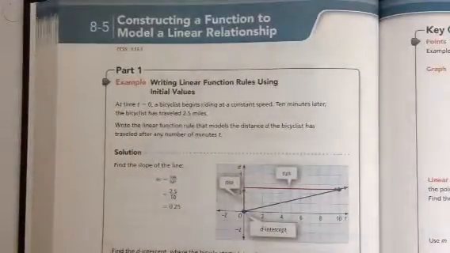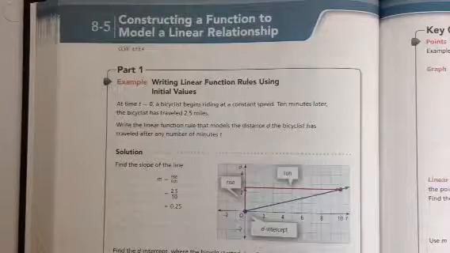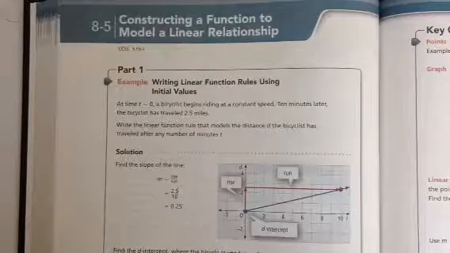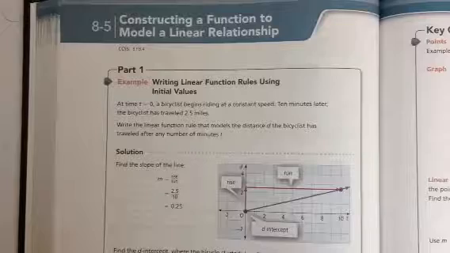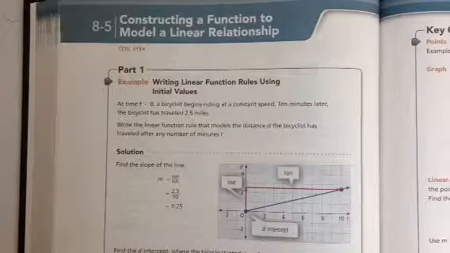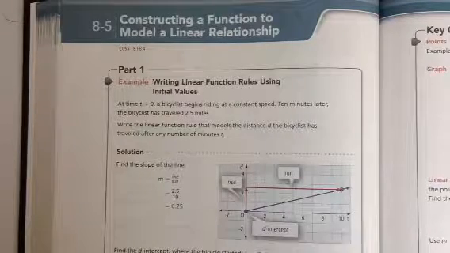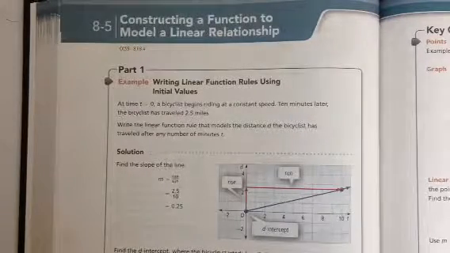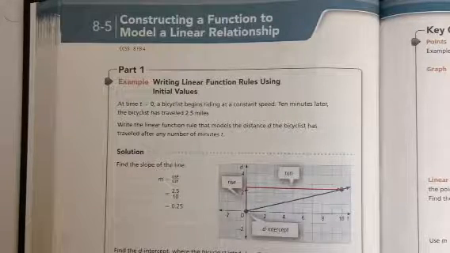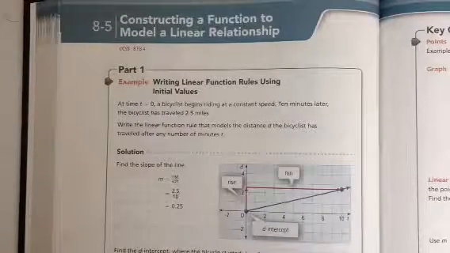Lesson 8.5 is constructing a function to model a linear relationship. So we're going to write linear function rules using initial values. At time t equal to 0, a bicyclist begins riding at a constant rate of speed. 10 minutes later, the bicyclist has traveled 2.5 miles. Write the linear function rule that models the distance d that the bicyclist has traveled after any number of t minutes.